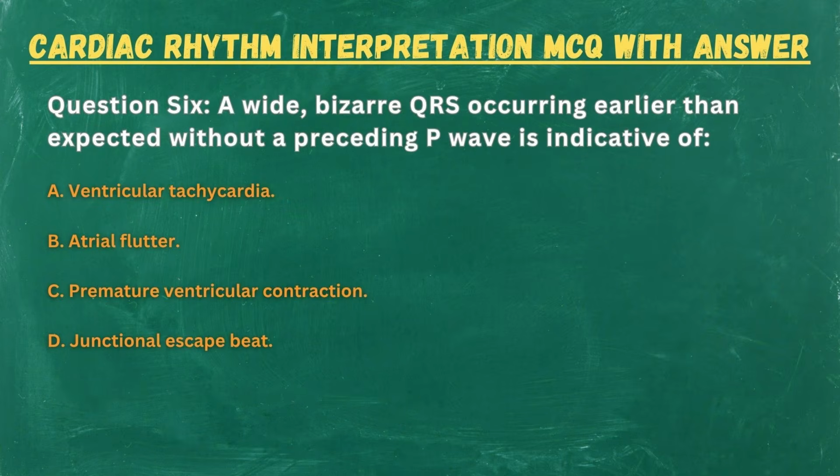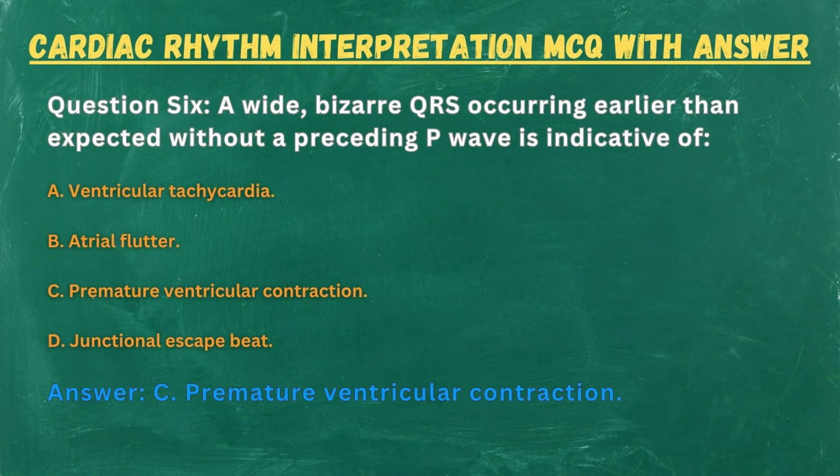Question 6. A wide, bizarre QRS occurring earlier than expected without a preceding P wave is indicative of A. Ventricular tachycardia. B. Atrial flutter. C. Premature ventricular contraction. D. Junctional escape beat. Answer: C. Premature ventricular contraction.